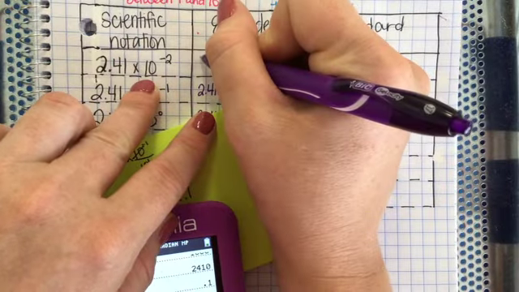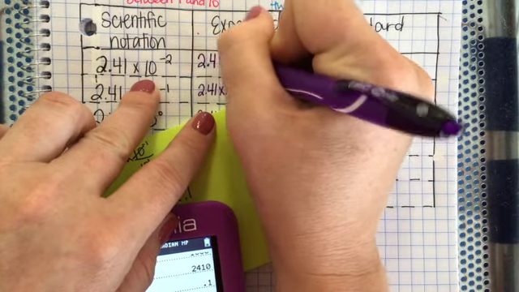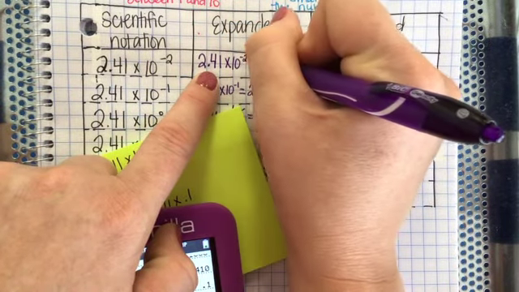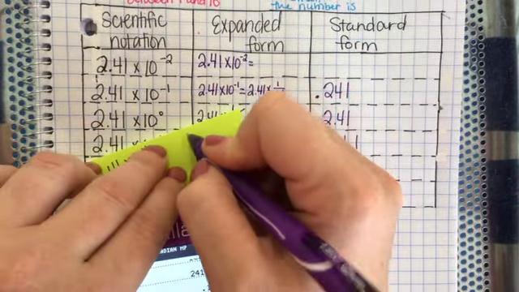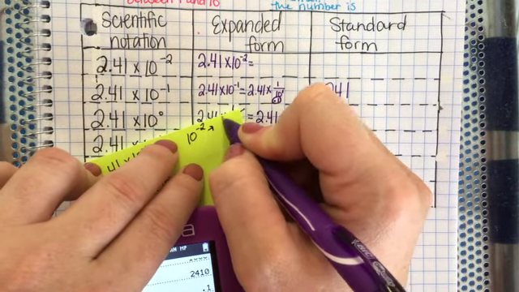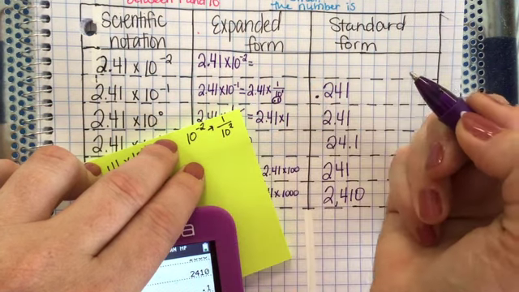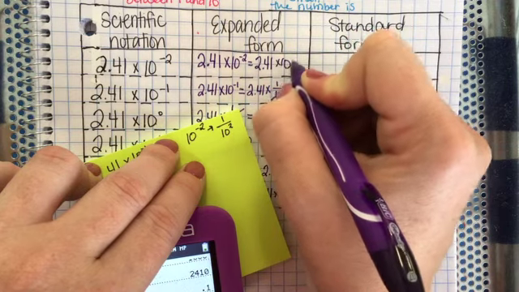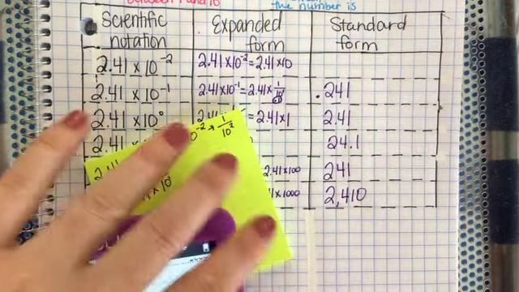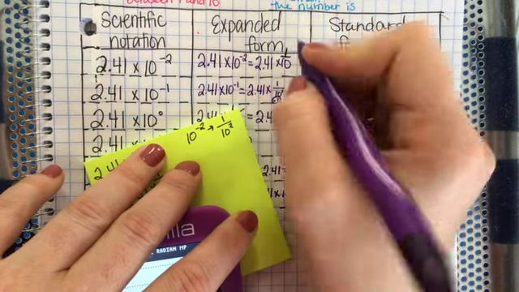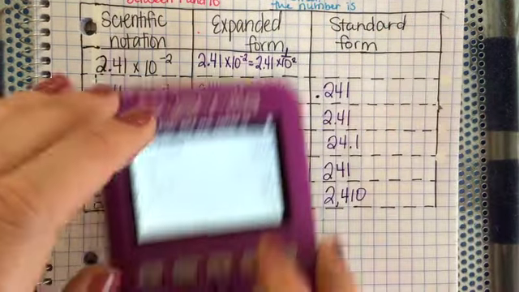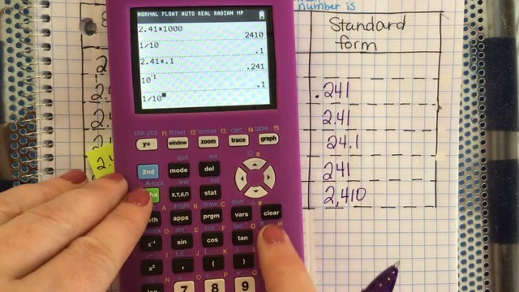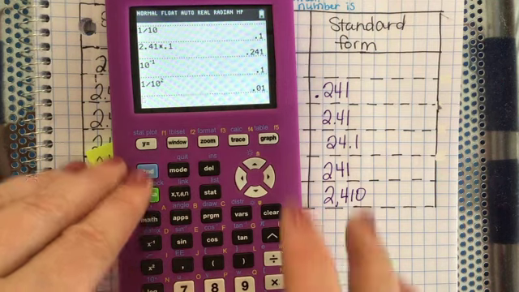Okay, let's do this last one, and then I want to show you a pattern that's happening. So 2.41 times 10 to the negative second. What does a negative exponent do? So if we have 10 to the negative second, we know that becomes 1 over 10 squared. So 2.41 times 1 over 10 squared. Well, 1 divided by 10 squared is 0.01.